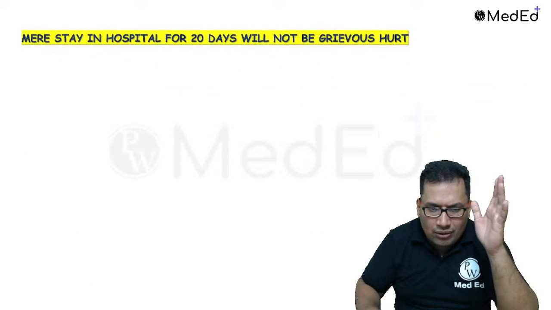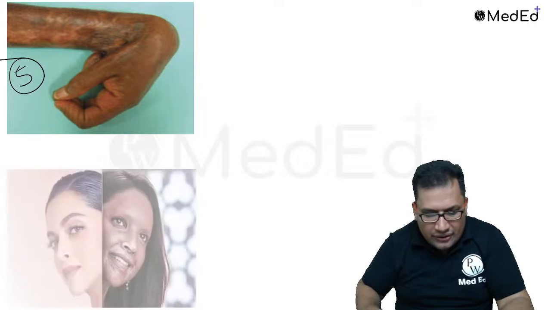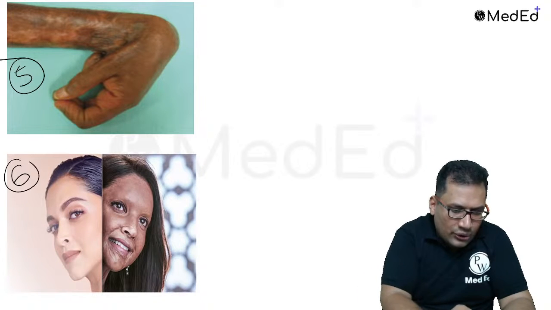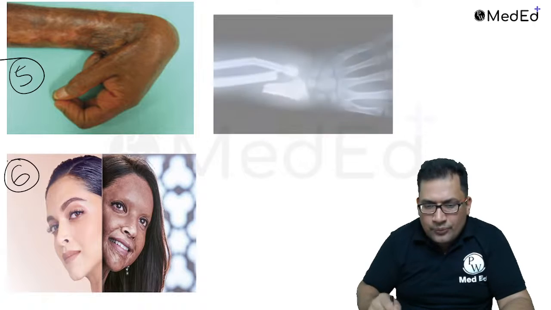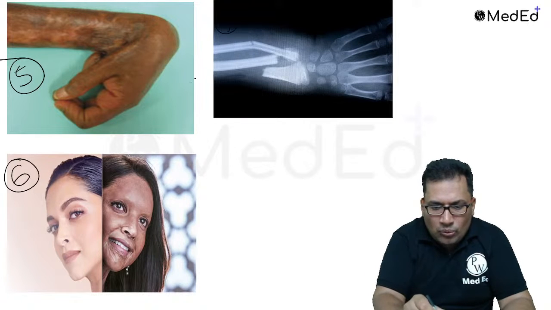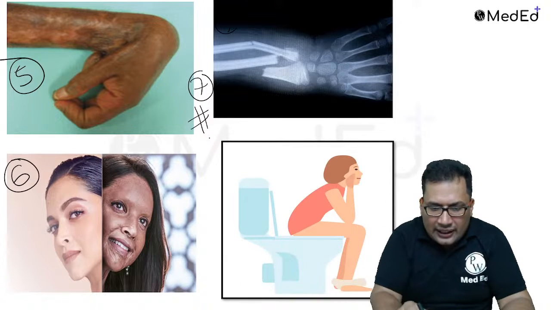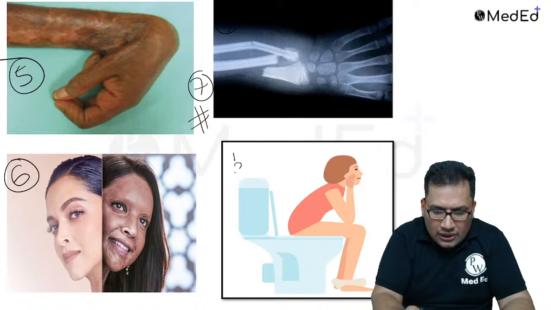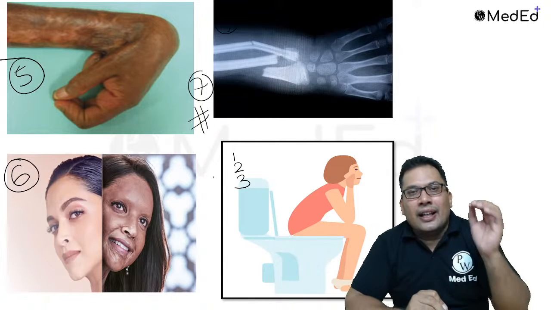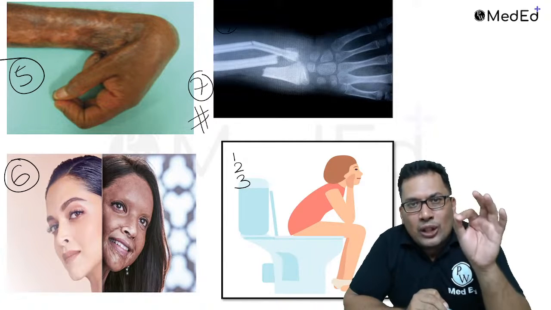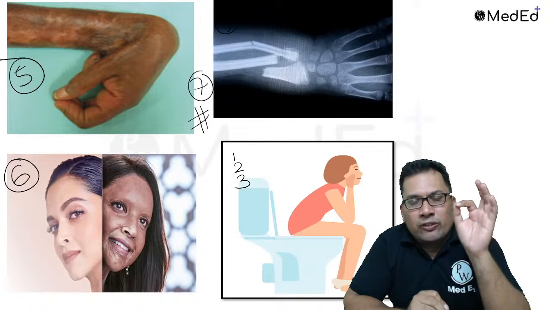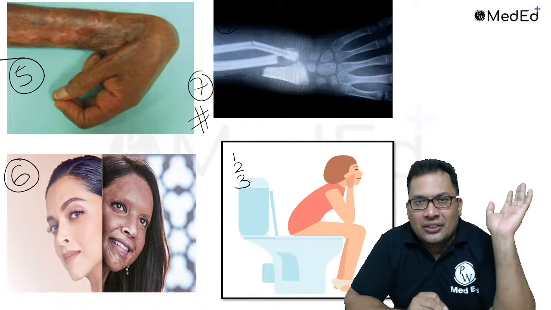So there are 8 clauses. The 5th clause is related to power, for example bone contractures. The 6th clause is related to disfiguration of face. The 7th is related to fracture and dislocation. The 8th one is related to 3 important subclauses: endangers life, severe bodily pain for 20 days, and unable to follow ordinary pursuit for about 20 days. That is the 8th clause.